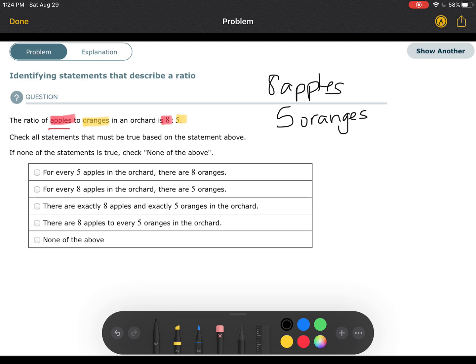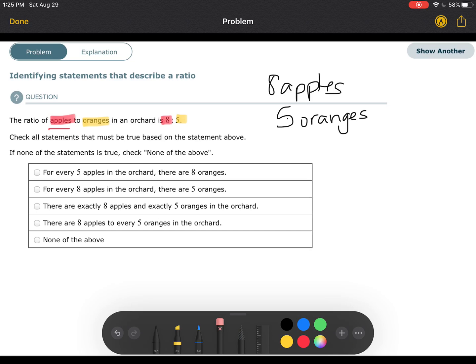Okay. And then it's asking you, check all the statements that must be true based on the statement above. If none of the statements are true, check none of the above. So you're going to go through all of these here, and you're going to ask, does this statement mean that? And if it does, you're going to click the box. This is one of those questions you really need to take your time on, because you can get it wrong so many times in a row, or there are multiple answers. So don't just say, oh, I clicked one, I don't need to keep reading. You can click multiple. Make sure you're taking your time.